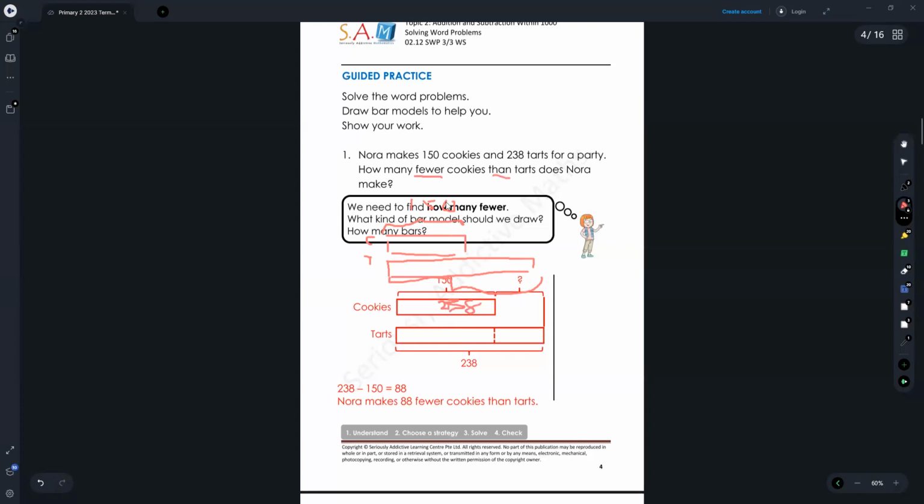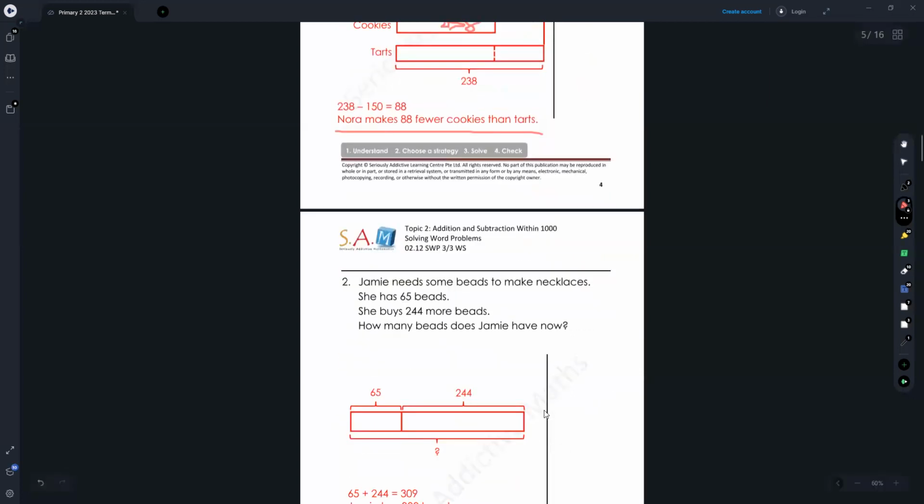Okay, then the question, how many fewer? So where's the fewer? The fewer is the difference, whether it's fewer than or more than, it is the difference. So the fewer is actually here, the question mark. Now how do we find out this question mark? It will be the greater number minus the smaller number. After that, get them to write the statement, so that's important. It's not "Nora makes 88 cookies", it's "Nora makes 88 fewer cookies than tarts."